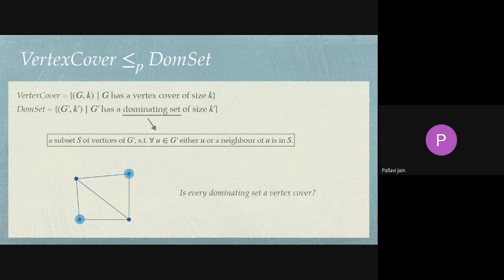So it is not the case that every dominating set is a vertex cover. What about the other way around? Is every vertex cover a dominating set? Suppose I put an isolated vertex here. So it is true to an extent. In a graph in which we do not have any isolated vertices, a vertex cover is a dominating set. But in general, there is a small case, so we'll see in the reduction, we have to take care of this isolated case.